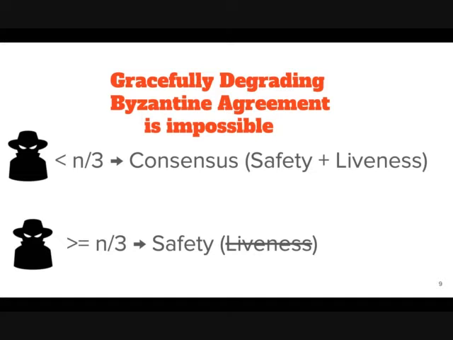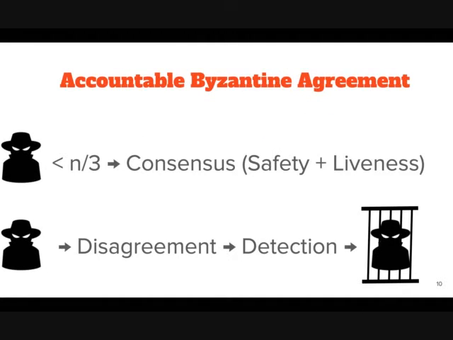But for the same reason as the n/3 bound, we can't obtain a protocol that both solves consensus when t is lower than n/3 and preserves safety if t is greater than n/3. This is why we are interested in an accountable protocol that ensures both liveness and safety when t is lower than n/3, but also eventually detects n/3 Byzantine processes in case of safety violation.